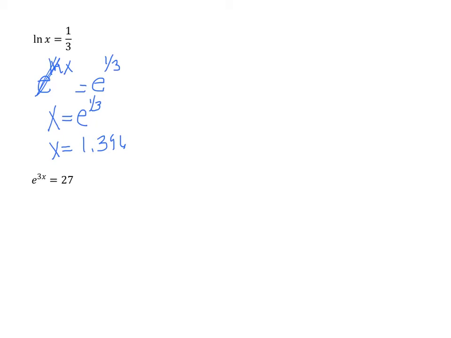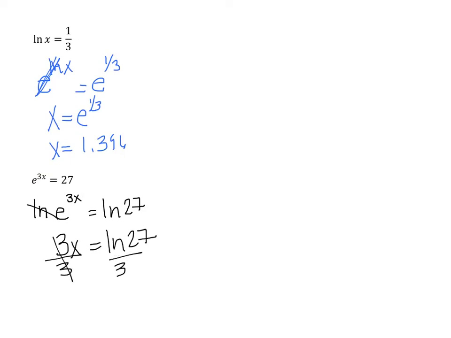The reverse is true when you've got an equation with a variable in the exponent. You just apply the natural log to both sides. Again, e and natural log cancel, and you get 3x is equal to the natural log of 27. Divide by 3 on both sides, and then you put this directly into your calculator. So when we put this into the calculator, we get that x is approximately equal to 1.099.